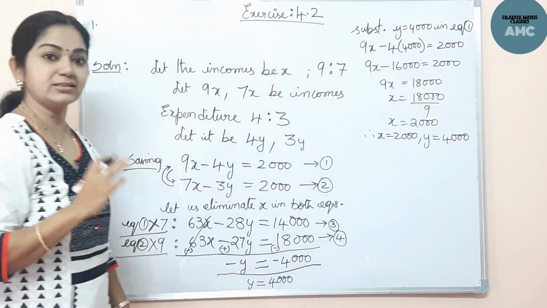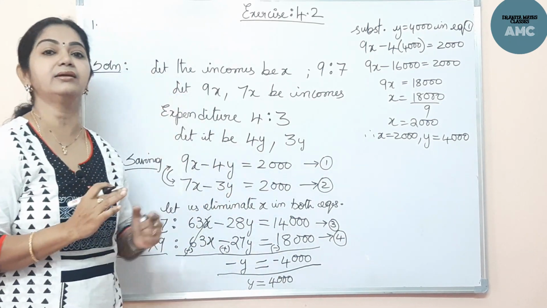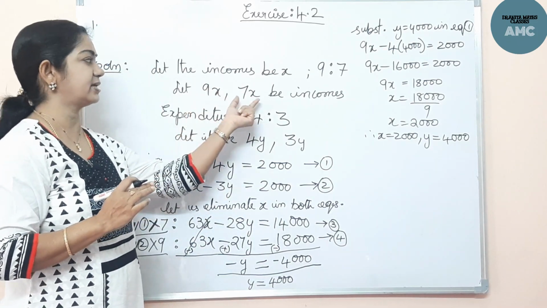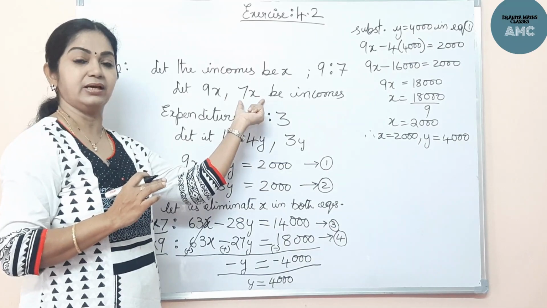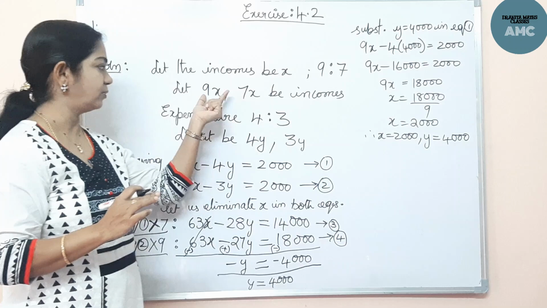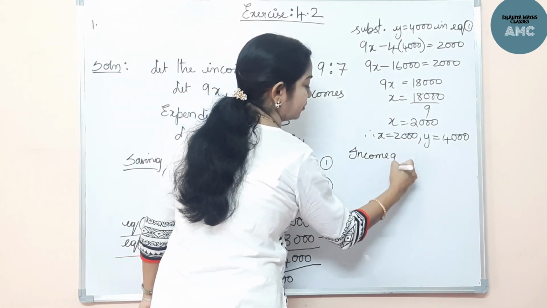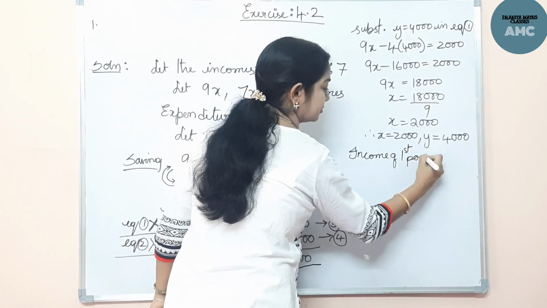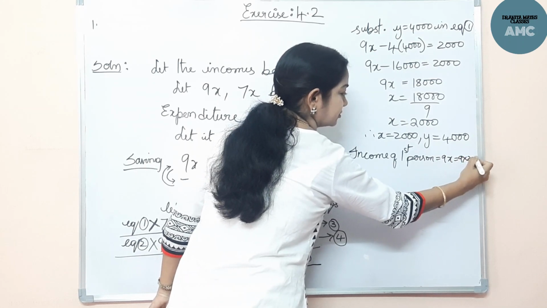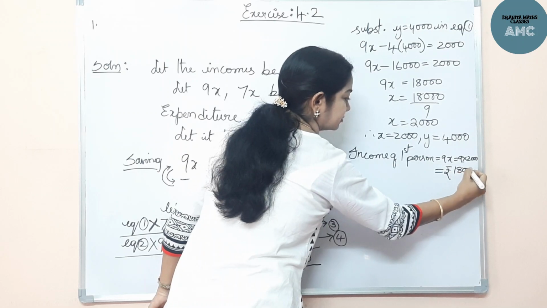Now here asked is not the solution, not the x and y values. It is asked the income. Now find the income: the first person's income is 9x and second person's income is 7x, isn't it? If asked about the expenditure, you have to substitute here. Okay. Now I want the income. So income of first person is 9x. So 9 into 2000. So that comes to rupees 18,000.